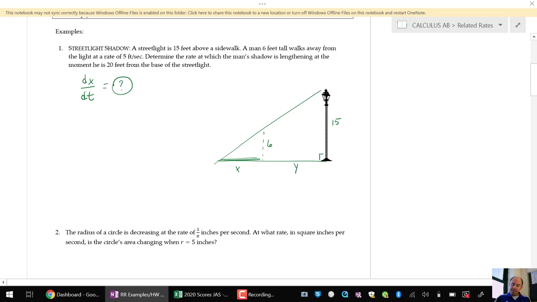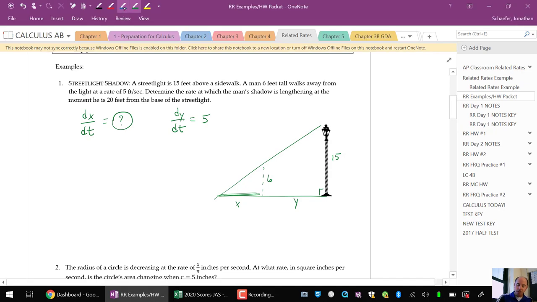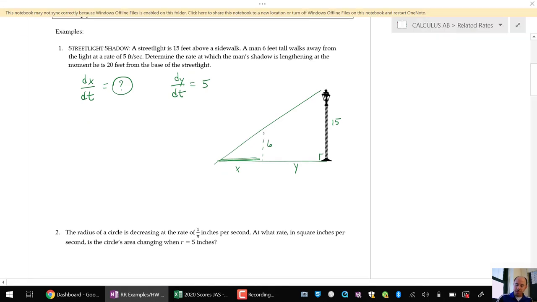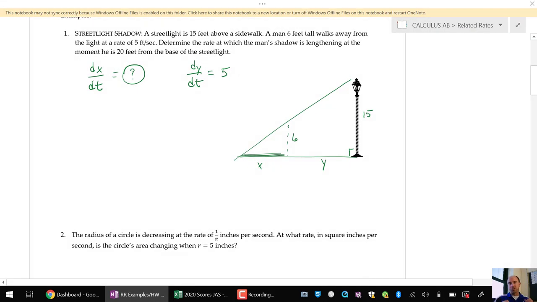But then I know this. It says the man is walking at a rate of 5 feet per second away from the street light. So that distance of y in my picture here would be increasing. The rate, dy/dt, would be increasing by 5 feet per second. So there's the known rate and the unknown rate. We're building these triangle relationships up as we go.